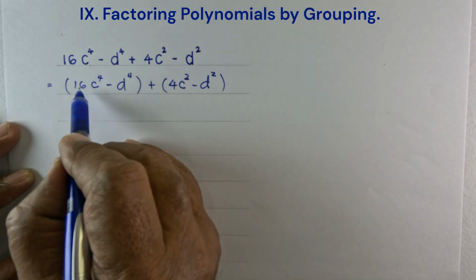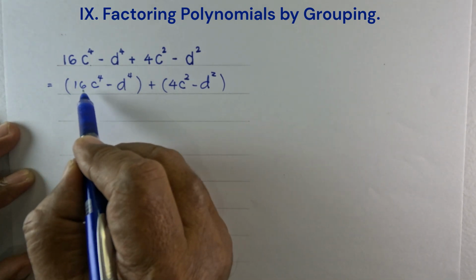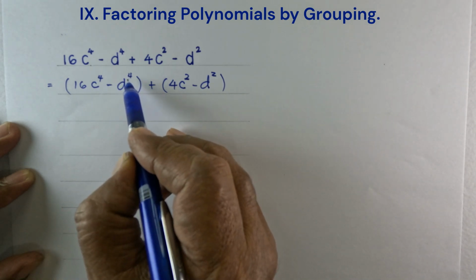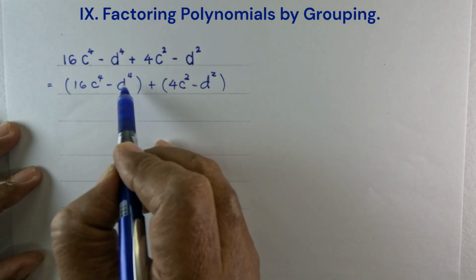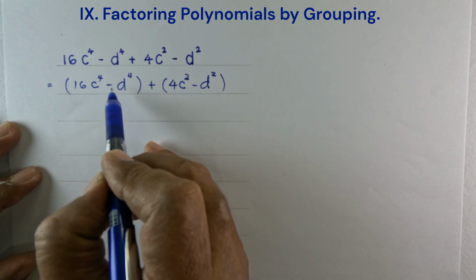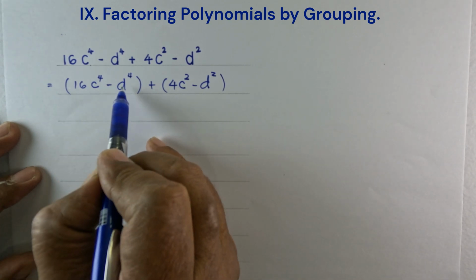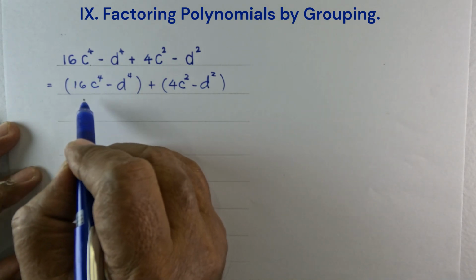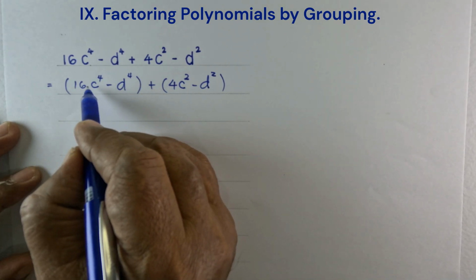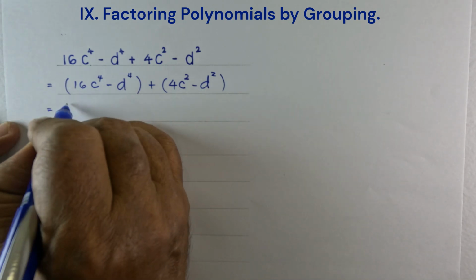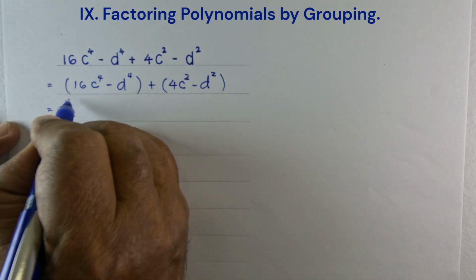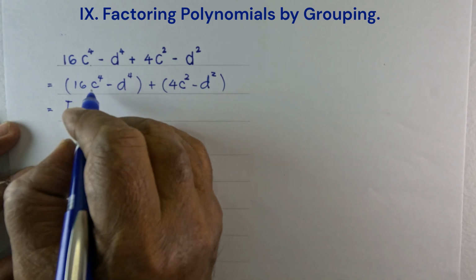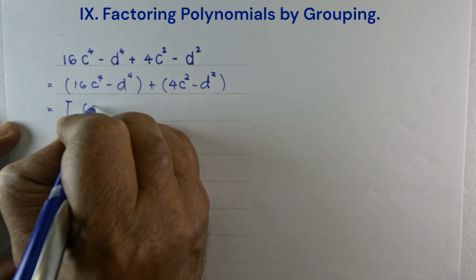Now take note of this. 16c to the fourth is a perfect square. D to the fourth is a perfect square. So we have here a difference in the squares. Now, if we get the square root of 16c to the fourth, that's 4c squared.